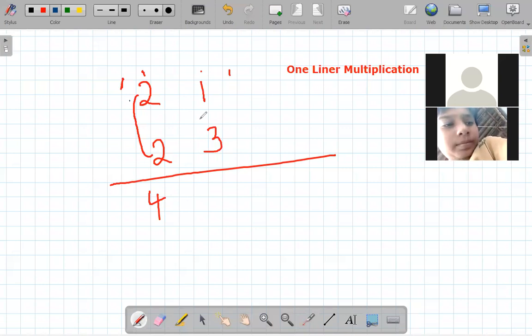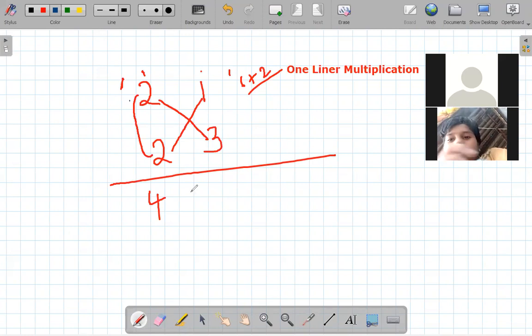Then next step, you should multiply crosswise. That means cross multiplication. 2 3s are 6 plus 2 1s are 2. 6 plus 2, how much? 8.